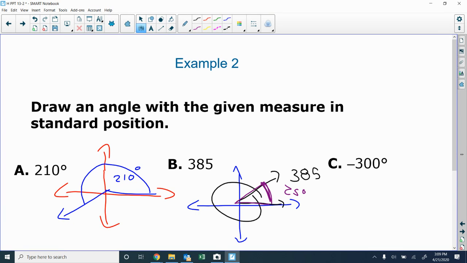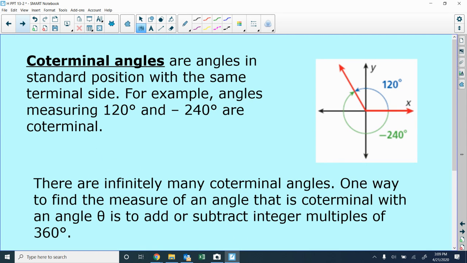All right, I'm going to let you do negative 300. It's going to be negative, going the other way. The reference angle for negative 300 would be a positive 60, though. All reference angles are positive.